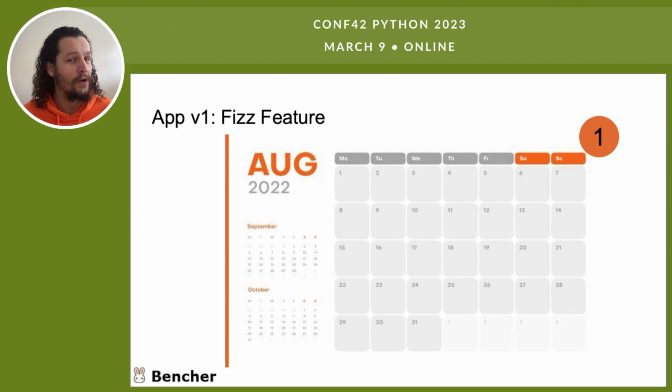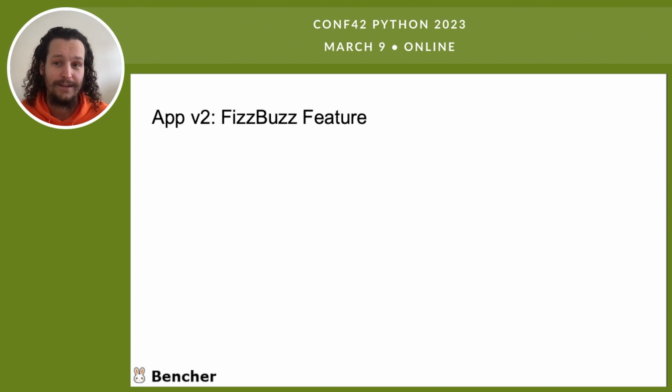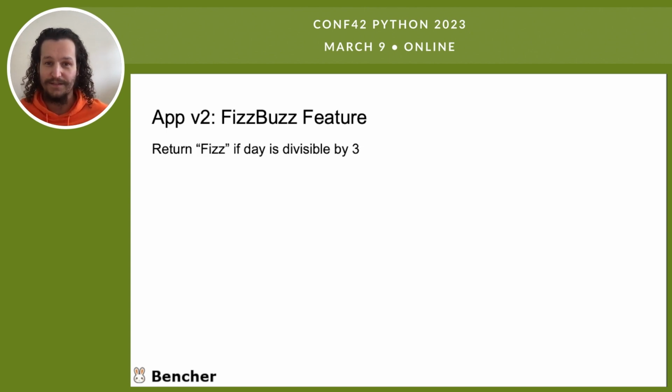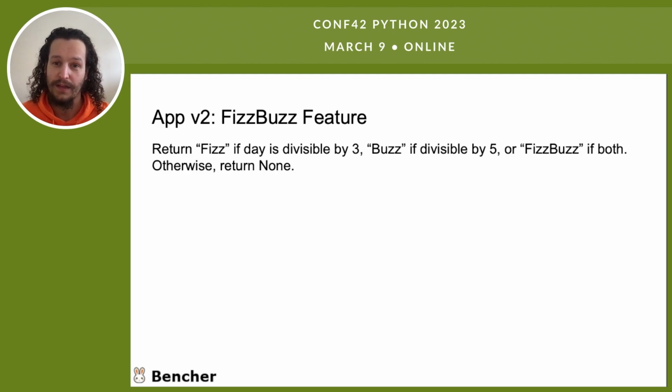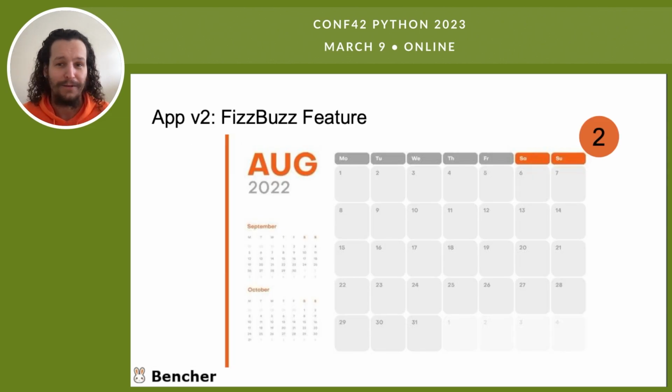And I think you guys might know where this is going, but I decide to improve the fun notification feature, right? And I add Buzz. So return Fizz if the day is divisible by 3, return Buzz if it's divisible by 5, or FizzBuzz if it's divisible by both. Otherwise, still the same, return None. And again, this business logic is pretty simple, right? It's just that same modulus operator, but this time we've got both Fizz and Buzz or FizzBuzz. So I ship that to my customers, and they also love it.